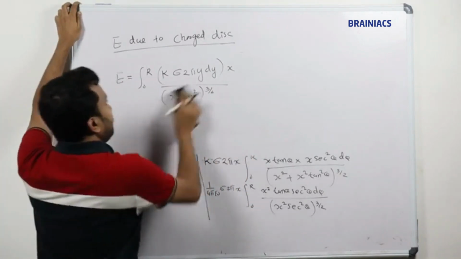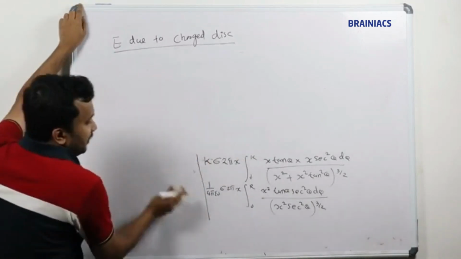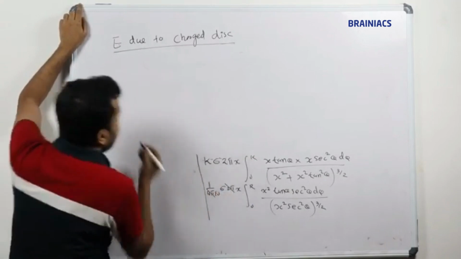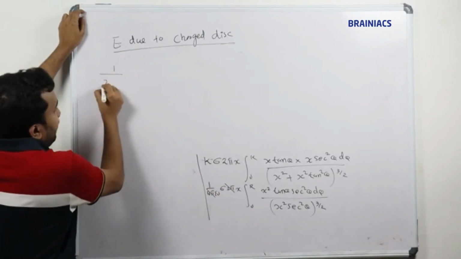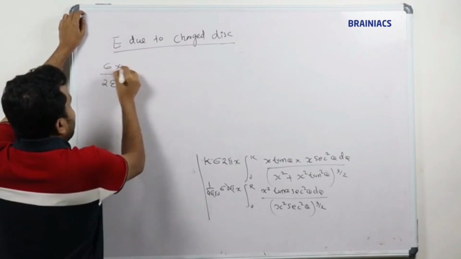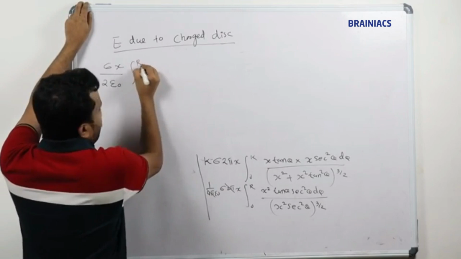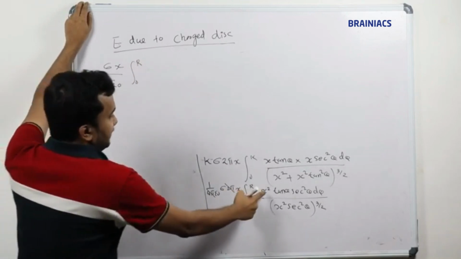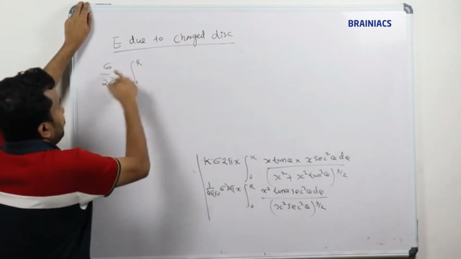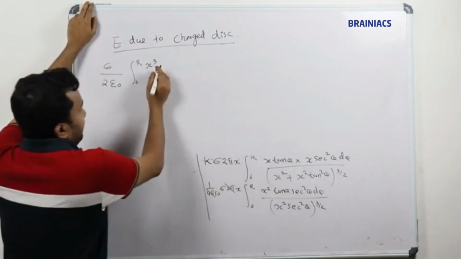So let me clean the board and you can pause the video and write down the steps. Here 4 pi and 2 pi get cancelled. What remains is 1 by 2 epsilon 0. In the numerator, sigma x will be here, with integration limit 0 to r. X square and this x together I am writing x cube, tan theta sec square theta.